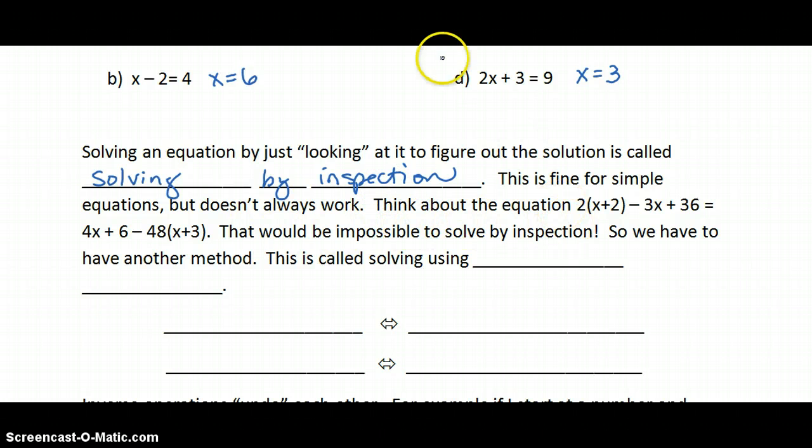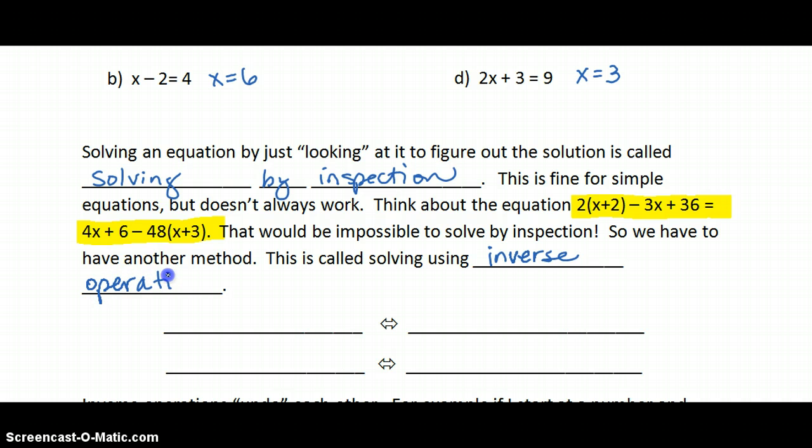But think about this equation. Look at this: 2 times (x plus 2) minus 3x plus 36 equals 4x plus 6 minus 48 times (x plus 3). Okay, so I've said here that that would be impossible to solve by inspection. I don't know if the word impossible is the right word there, but it would take us a very long time. So we do have another method, and this is called solving by using inverse operations.